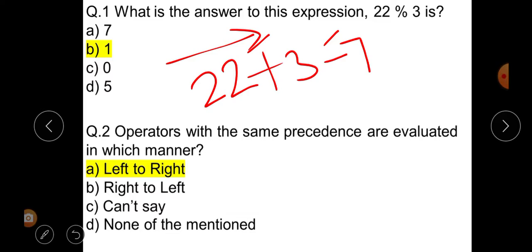That means first of all 22 plus 3 will be evaluated. After that, whatever be the result, in this case the result is 25, then 7 is subtracted from 25. That means our answer is 18. Okay, so that will be the answer in this case. But the question is, operators with the same precedence are evaluated in which order? So we can say that when operators have same precedence, then they are always evaluated from left to right. Clear?